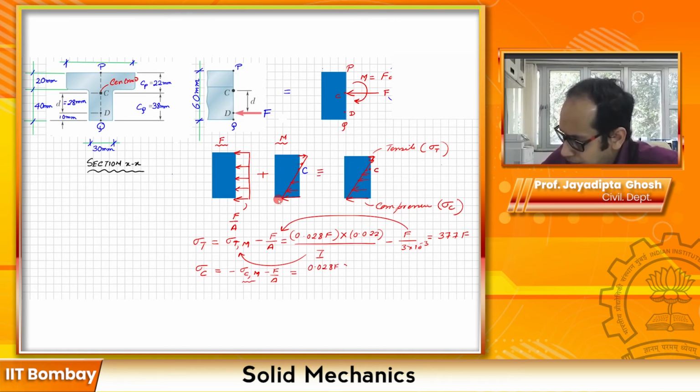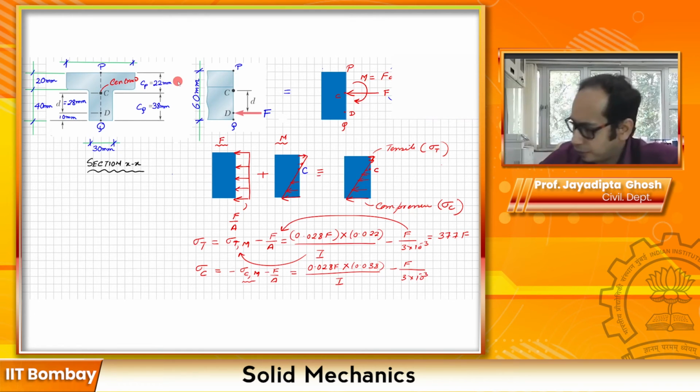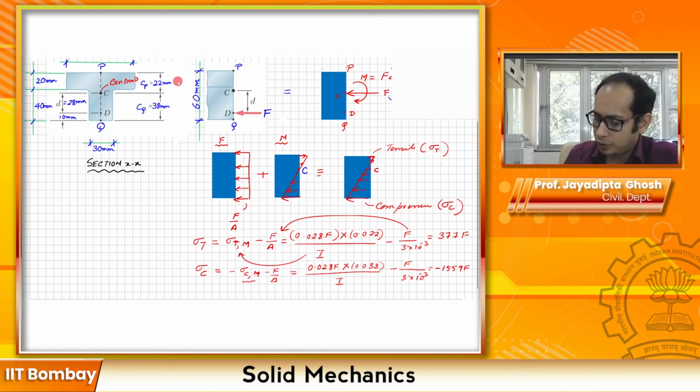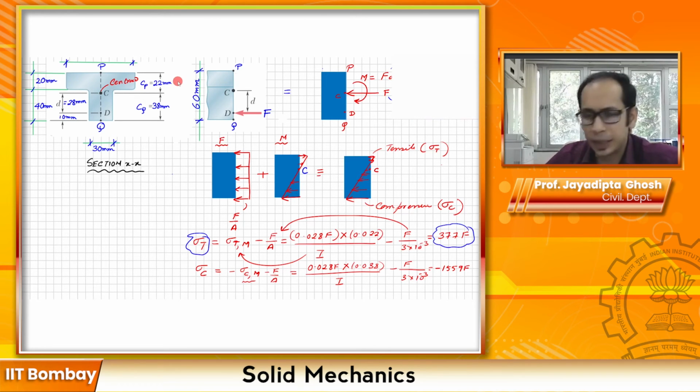0.028 F times the arm for the compression, that is the base, that is the 38 mm. So times 0.038 divided by I minus this, it remains the same because it's the uniform compression that you have. And if you plug this in, what you're going to get here is minus of 1559 F. Right? So overall you see that we now have two expressions, one for the tensile force and the other one for the compressive force that you have.